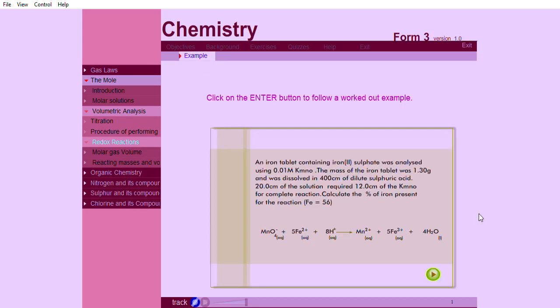An iron tablet containing iron 2 sulfate was analyzed using 0.1 molar potassium manganate 7. The mass of the iron tablet was 1.30 grams and was dissolved in 400 cubic centimeters of dilute sulfuric acid. 20 cubic centimeters of solution required 12.0 cubic centimeters of potassium manganate 7 for complete reaction. Calculate the percentage of iron present in the iron tablet.